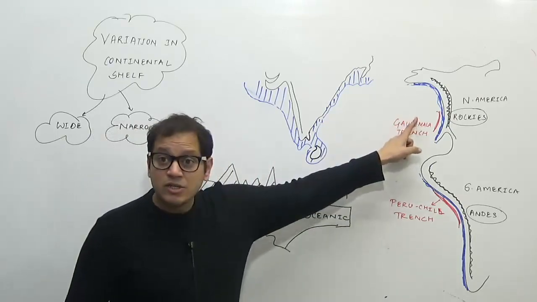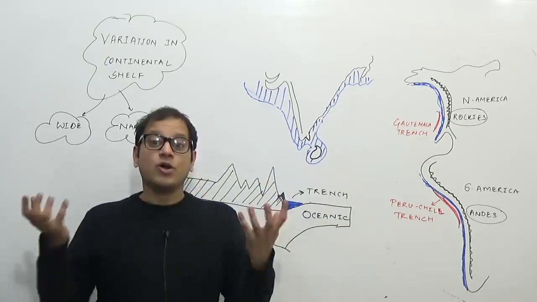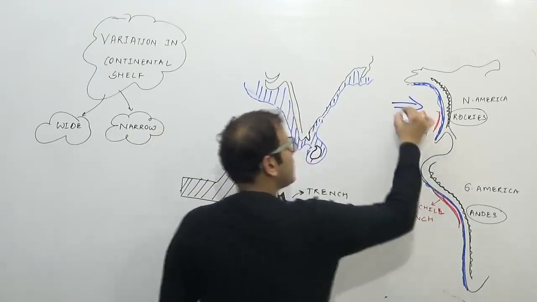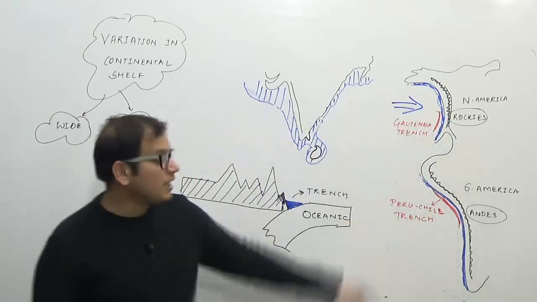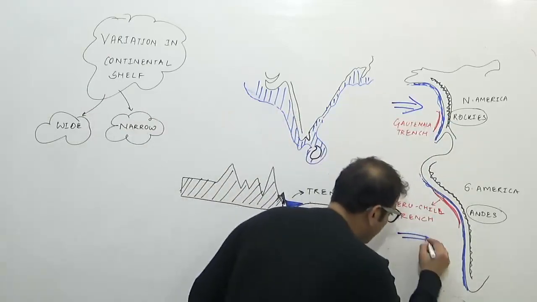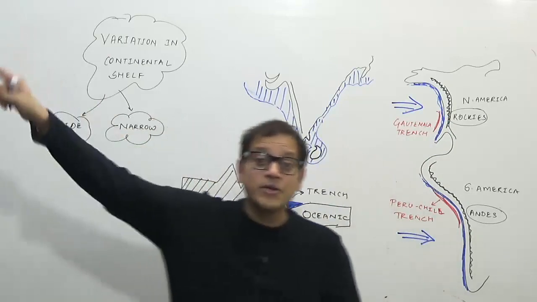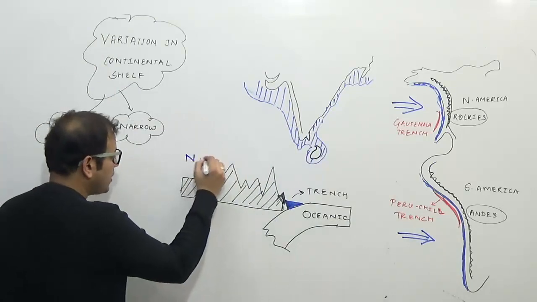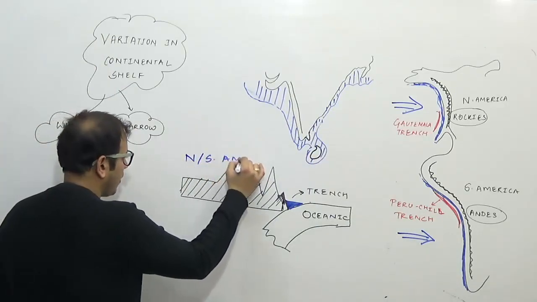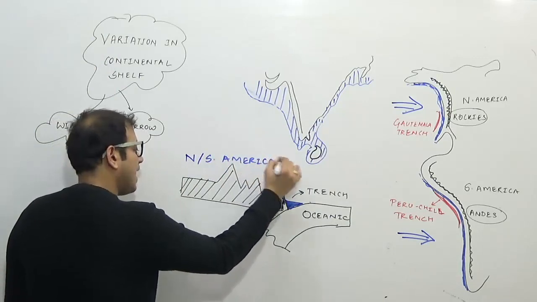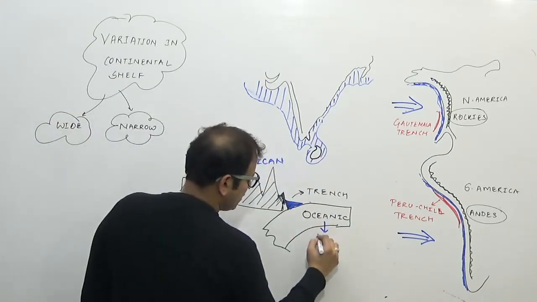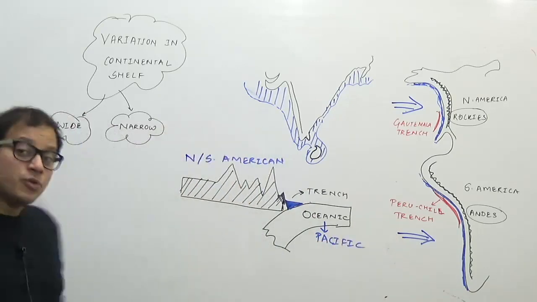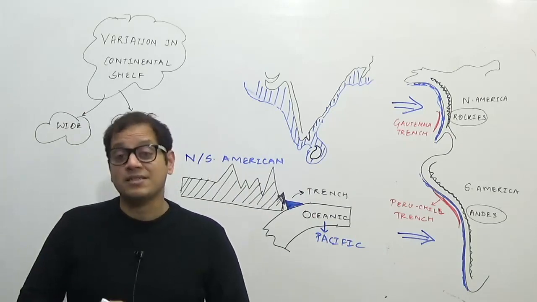So the Guatemala Trench in North America, because what are the Rockies? The Rockies are the area where the Pacific plate is going below the North American plate. What are the Andes? Where the Pacific plate is going below the South American plate. Remember your geomorphology lecture. So these are the North or South American plates, and this is an oceanic plate, the most important, I am taking the Pacific plate. I hope you know the other marginal plates such as the Nazca plate.